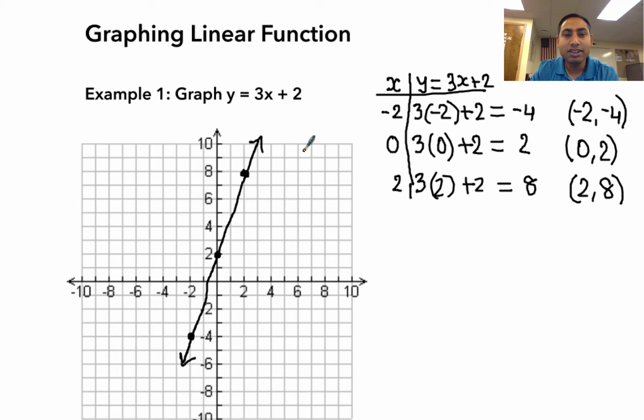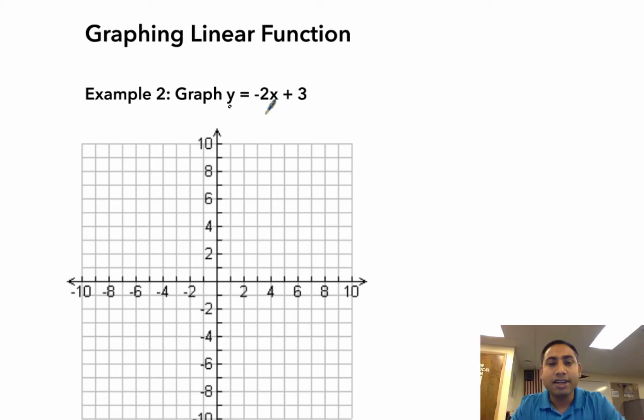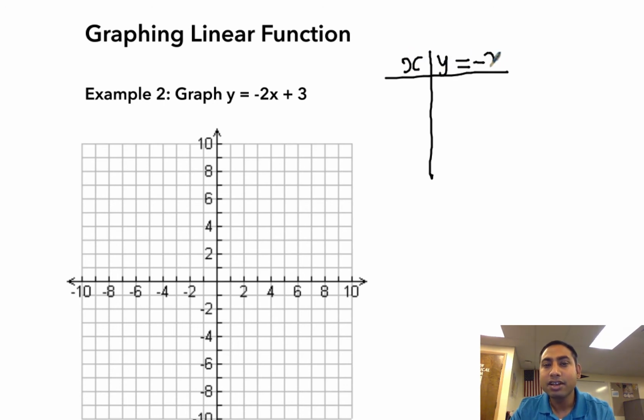Let me show you one more example, and then we'll be done. So let's graph y equals negative 2x plus 3. Again, we're going to do the same thing as before. I'm going to create a table of x and y values, and then give some x values. It doesn't matter which x values you give. So this time I'm going to do 1, 2, and 3.